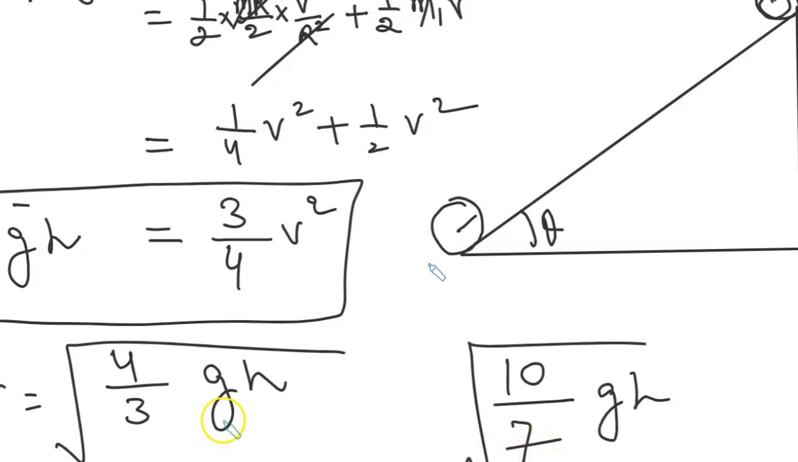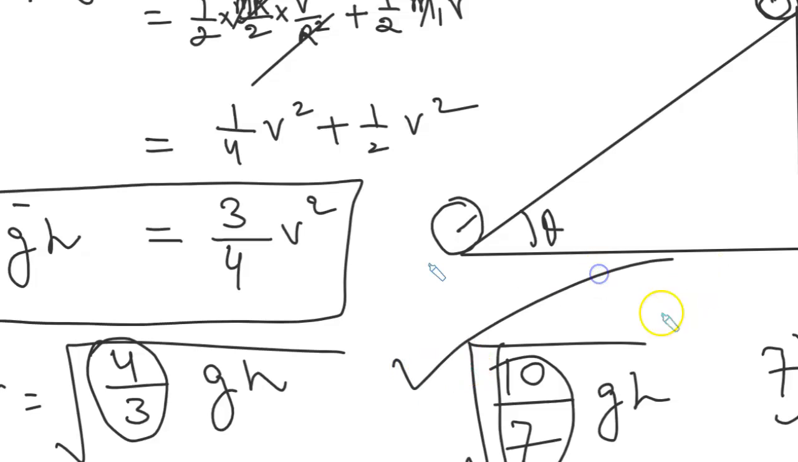How to see which one is more? 4 by 3 is how much? 1.33, yes. 10 by 7 is going to be 1.43, about 1.4. So then the second one is bigger, the sphere. This sphere is bigger.